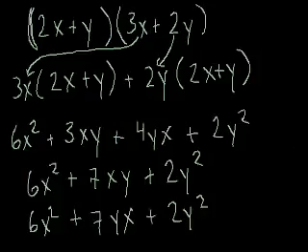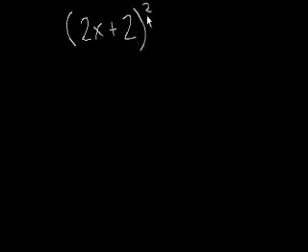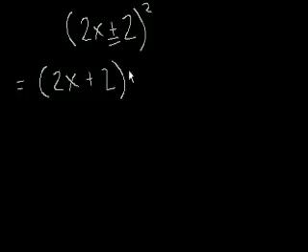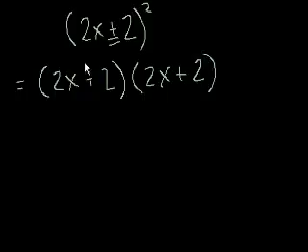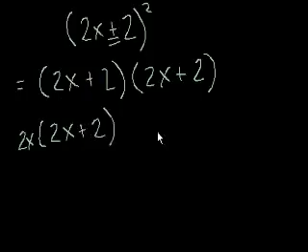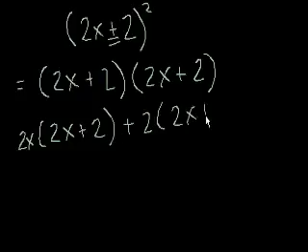Let's do one more real fast: 2x plus 2, squared. Well, you might be tempted to just square each of these terms, but you've got to be careful because you have this x here. So it actually turns out that this is equal to 2x plus 2 times 2x plus 2, right? Any number squared is just that number times itself. So any expression, like 2x plus 2 squared, is just that expression times itself. And now this is the same thing as 2x times 2x plus 2, plus 2 times 2x plus 2.